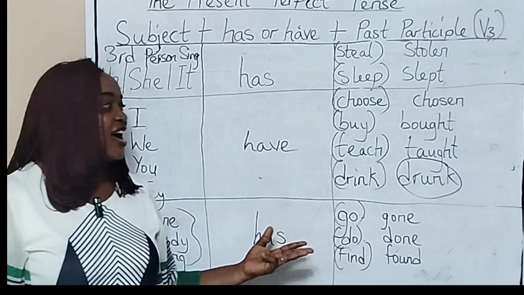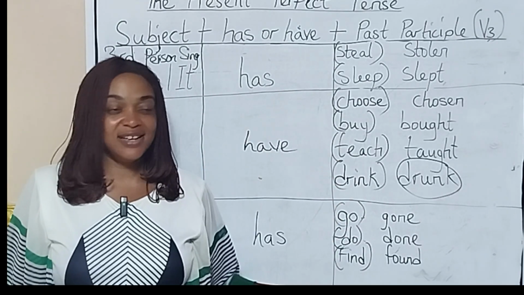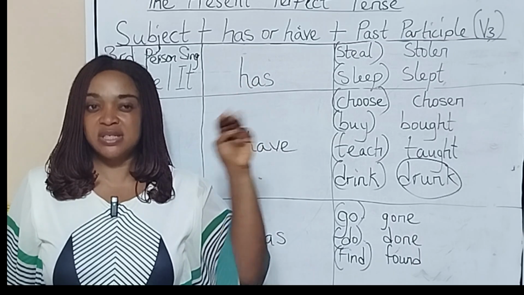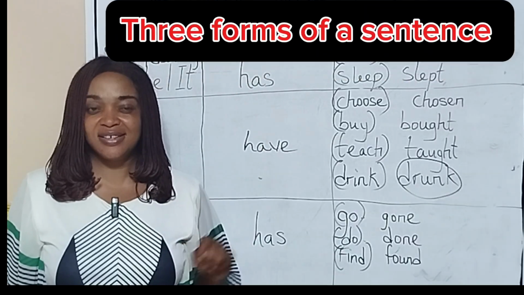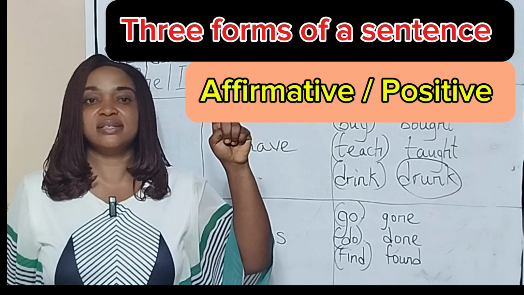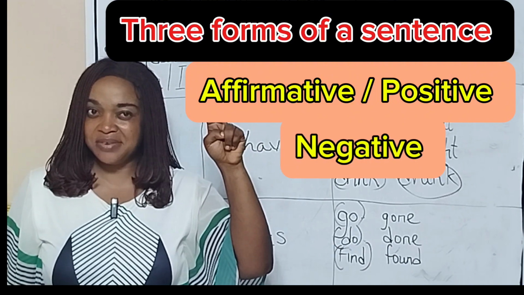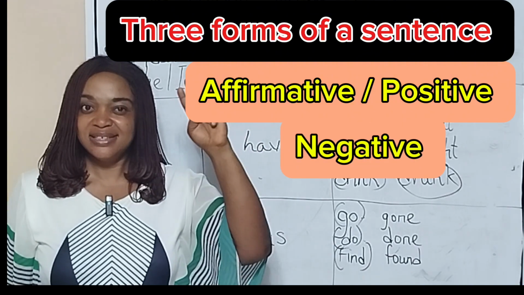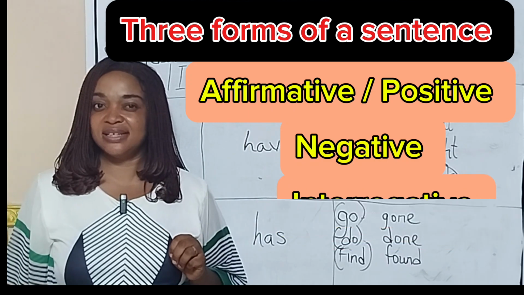Now let's see how we can apply this in three forms of a sentence, which are the affirmative, which you can also call the positive sentence, the negative, and the last, the interrogative sentence.